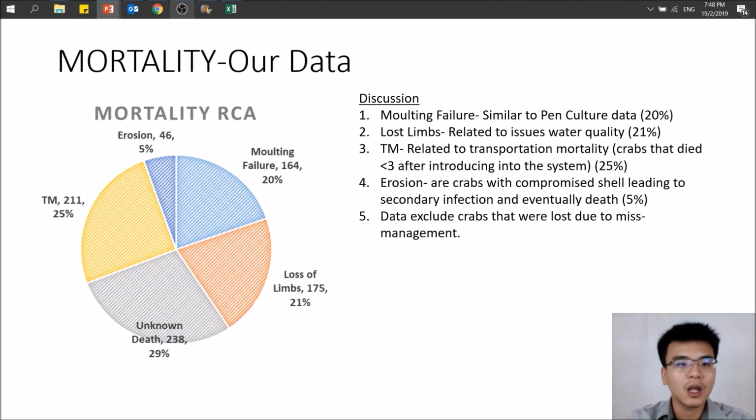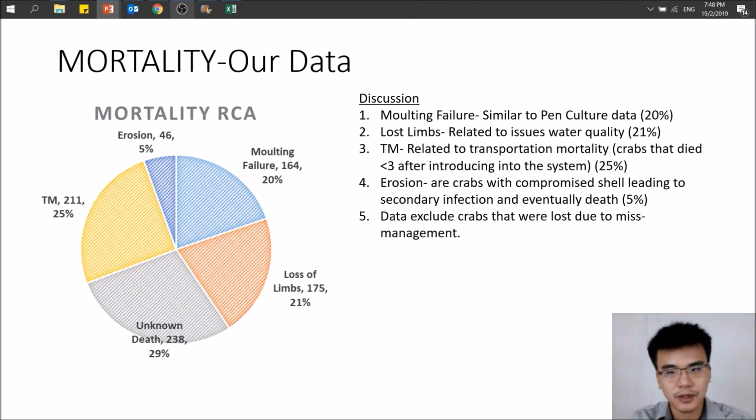Another big portion of the mortality is what we call TM, which we categorize as transport mortality. As you can see, it accounts for 25%, and it's one of the major reasons why mortality is very high, especially in a system like ours. We will explain a bit more about these individual root causes. And lastly, the smallest part is erosion. This is probably shell disease that is slowly eroding the shell, with bacteria eventually causing secondary infection and killing the crab.